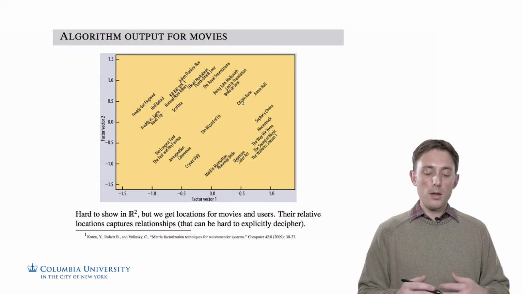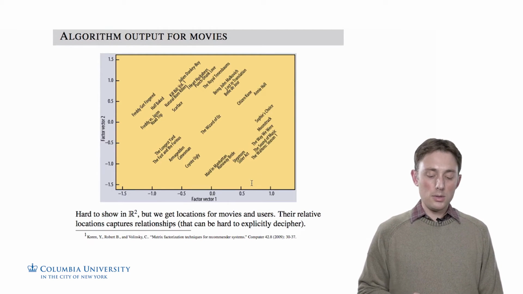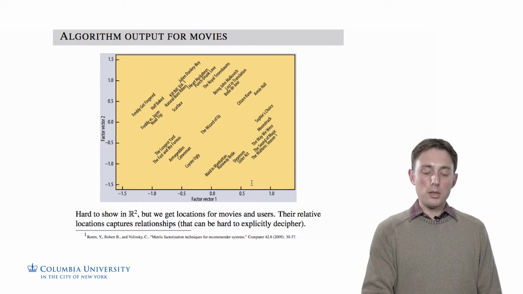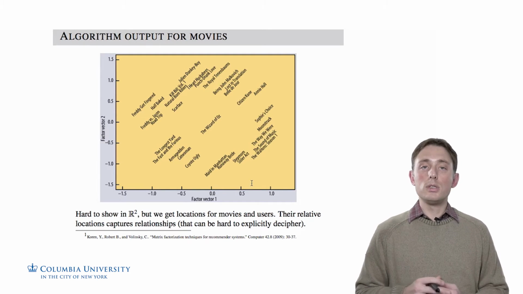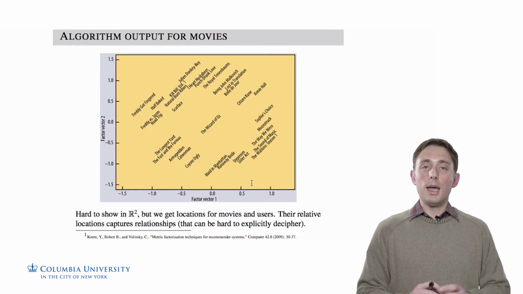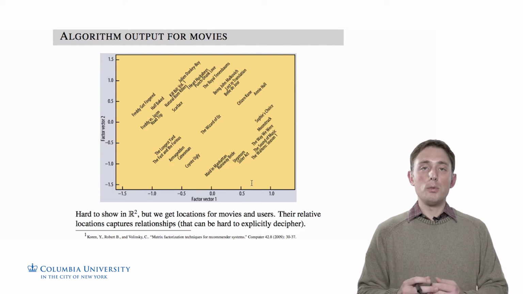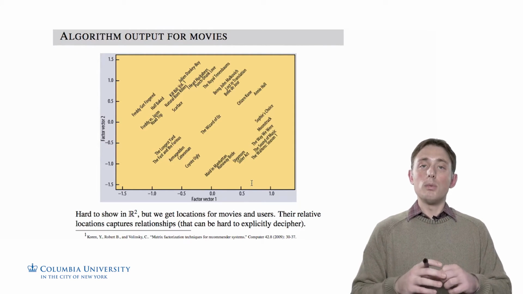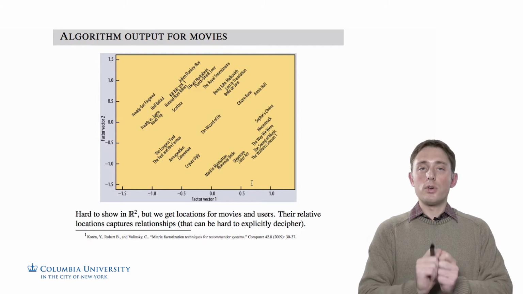For example, we can take a particular movie. This plot is not necessarily the best one to consider, but we can take a particular movie and we can say what are the 10 closest movies to this movie. And what we should see is that that list makes sense. So if you picked Star Wars, most likely the closest movie to Star Wars will be Empire Strikes Back, something like that.